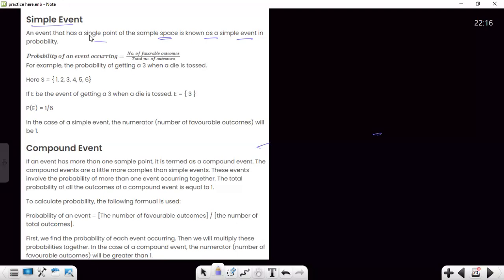An event that has a single point of the sample space is known as a simple event in probability. Is that clear? Yes, sir. The probability of an event occurring is this formula. There's nothing related to simple event. For example, the probability of getting a 3 when a die is tossed. So this is just the formula of probability, not related to simple event.